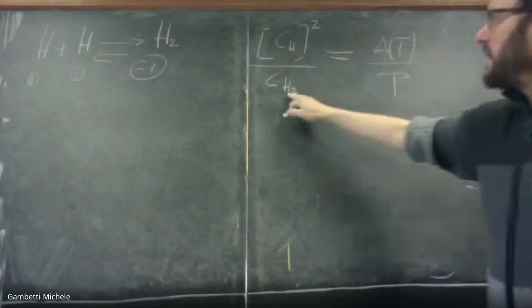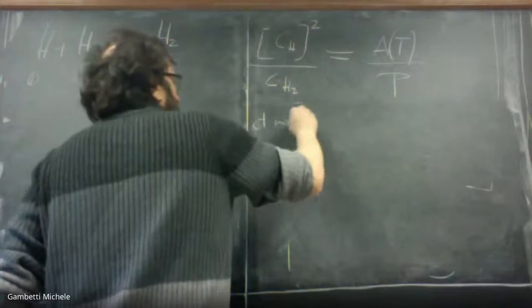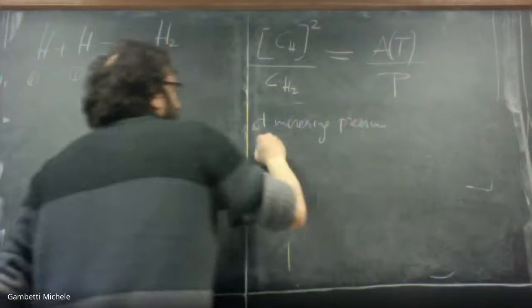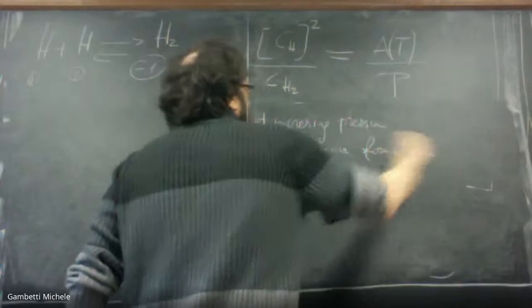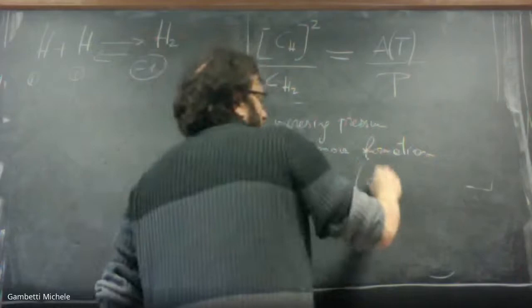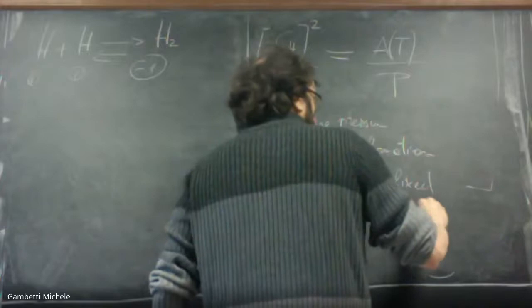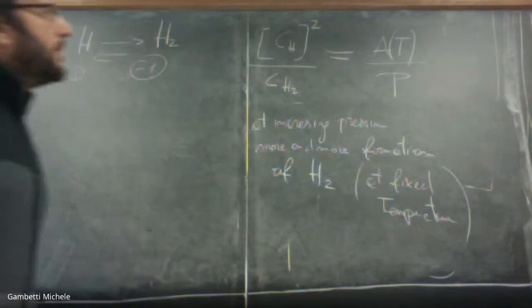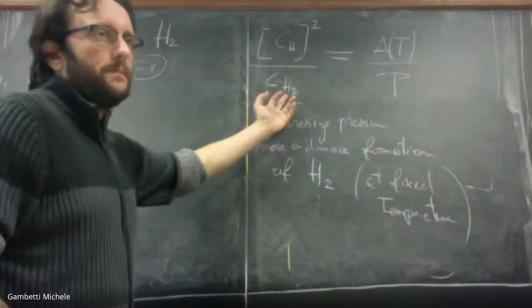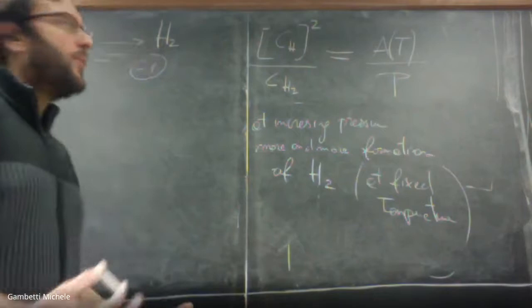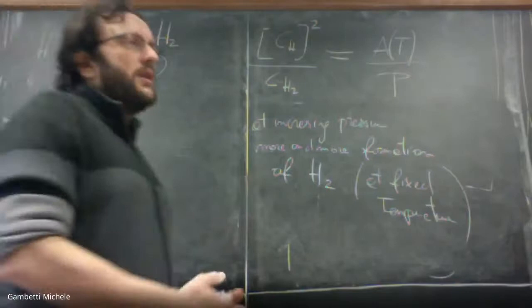So a decreasing pressure means more and more formation of H2 is disfavored. Of course, this is at fixed temperature. This is very intuitive, in the sense that if the pressure is large, it's very easy to form molecular hydrogen, whereas the opposite occurs when the pressure is small. If the pressure is small, this molecular hydrogen will break and form atomic hydrogen.